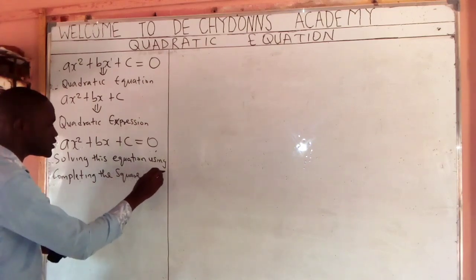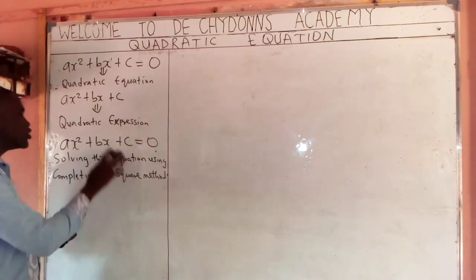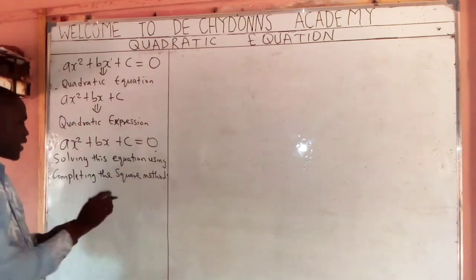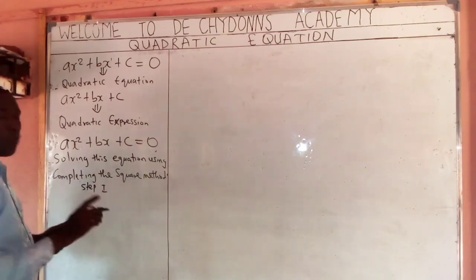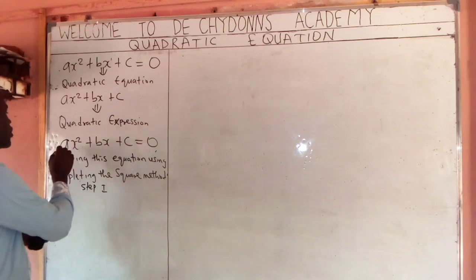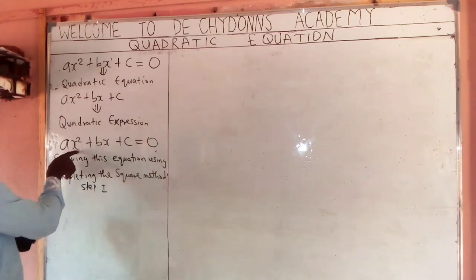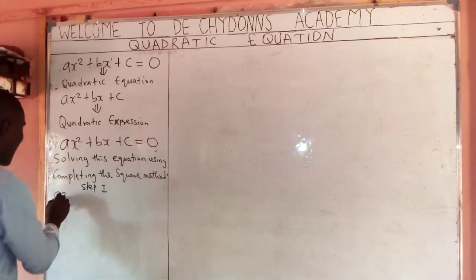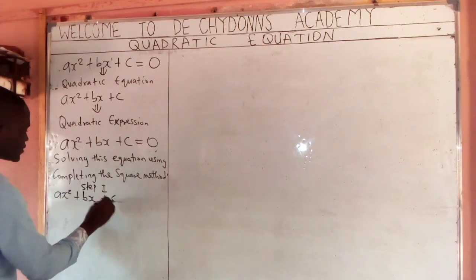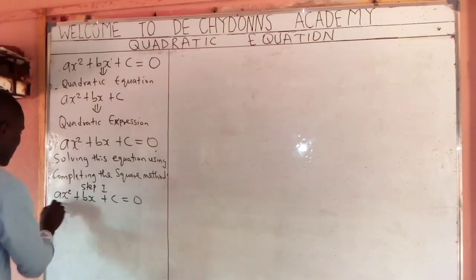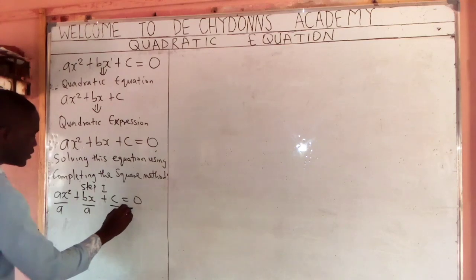How do we do it? How do we use the completing the square method to solve this? First step, step 1. What you do is use this a, the coefficient of x squared, to divide everything. Now see how we will divide it. We say divide by a, divide by a, divide by a, divide by a.